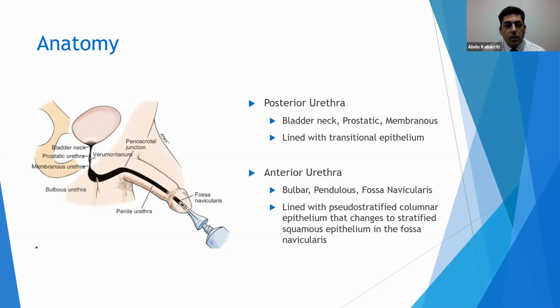The anterior urethra is composed of the bulbar urethra, the pendulous or penile urethra, as well as the fossa navicularis. The anterior urethra is lined with a stratified columnar epithelium that changes to stratified squamous epithelium by the fossa navicularis.